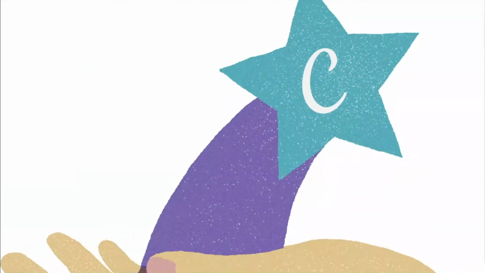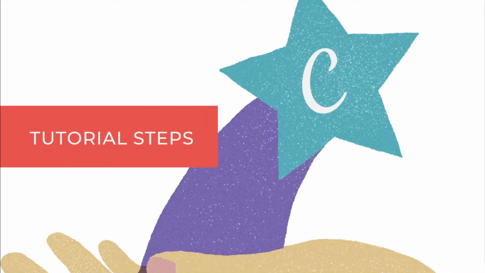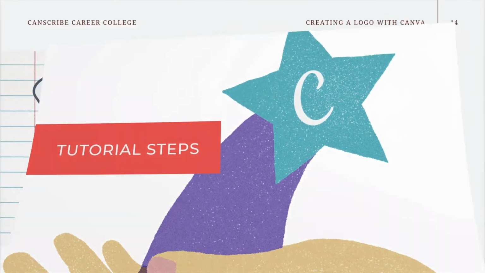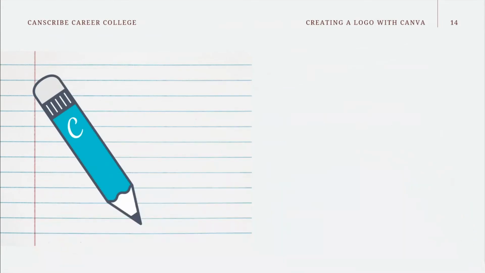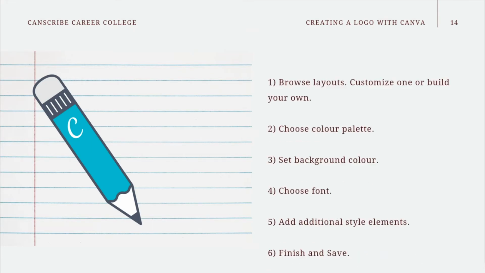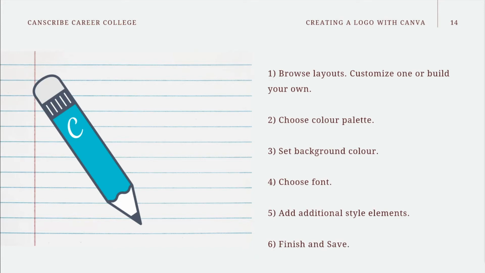All right, so next up are the tutorial steps. For the tutorial that we're about to do in actual Canva, these are the steps that we are going to follow, and these are the ones that I recommend you following when you're completing your own logo. So the first step is browse the layouts. You can choose to customize one that's already there, or you can build one of your own. It's important to note that the logo option is also located under creative design.